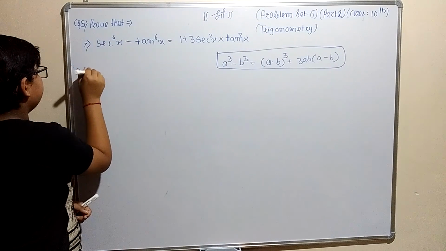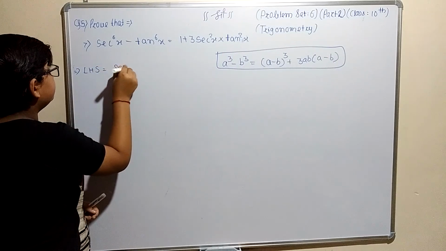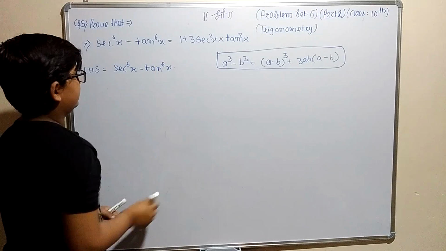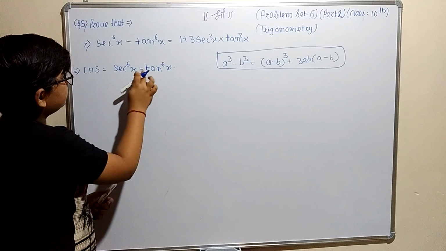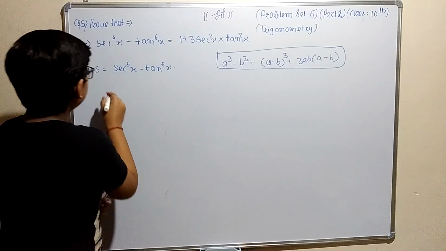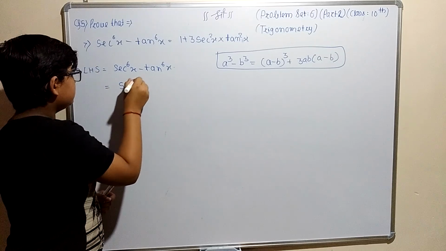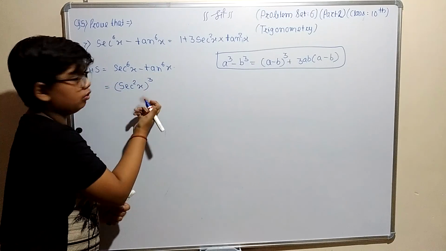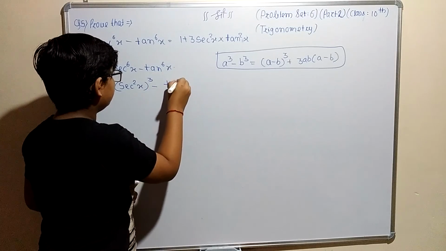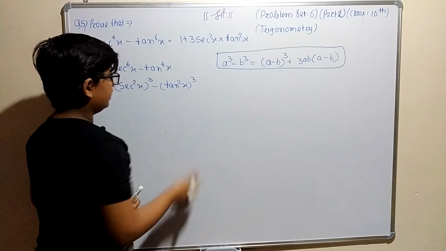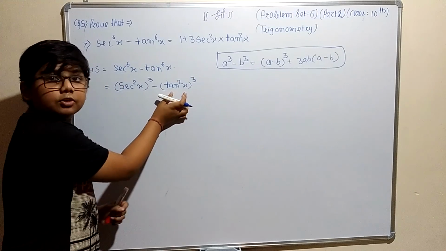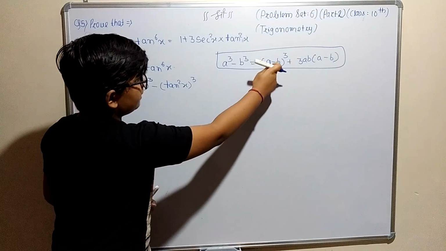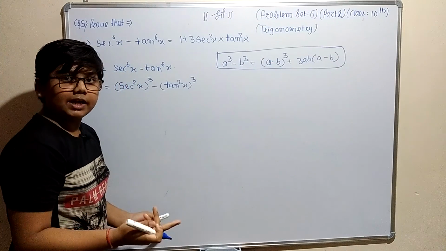Now what is LHS? LHS is equal to sec raised to the power of 6x minus tan raised to the power of 6x. Now sec raised to the power of 6x minus tan raised to the power of 6x can be written as (sec squared x) whole cube minus (tan squared x) whole cube. Now it is in the format of a cube minus b cube. I had already told that this question will use a cube minus b cube, that is equal to (a minus b) whole cube plus 3ab times (a minus b).